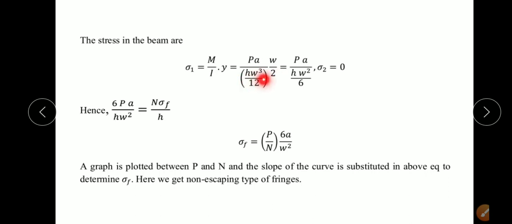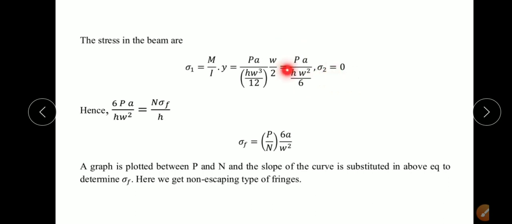So hW cube by 12, you have to substitute here. You have to simplify that to cancel out this 12 and you will get 6, and W cancels out the W cube and you are going to get W square. So this term is going to be obtained for sigma 1. Sigma 2 is equal to 0 in here also. There is only one directional load applied, so you are going to consider sigma 2 is equal to 0.